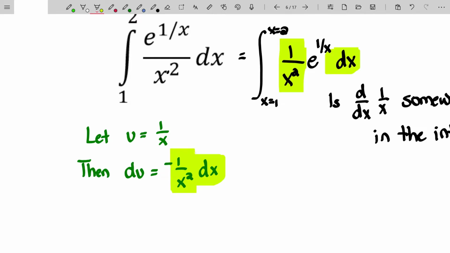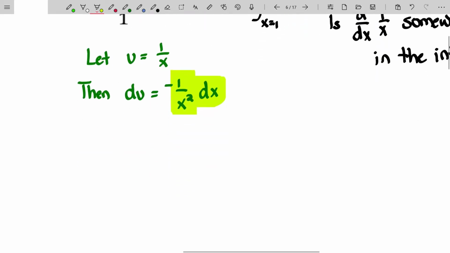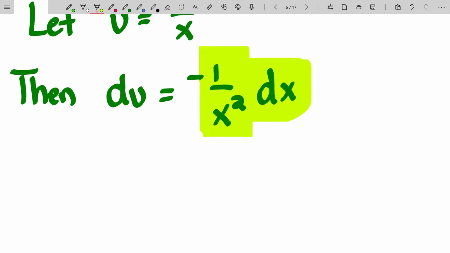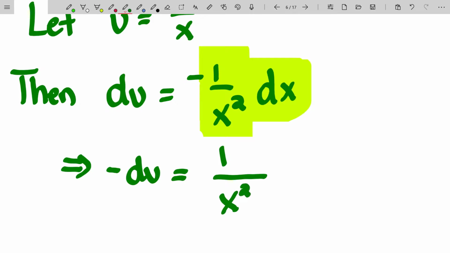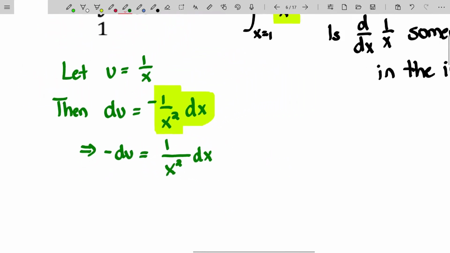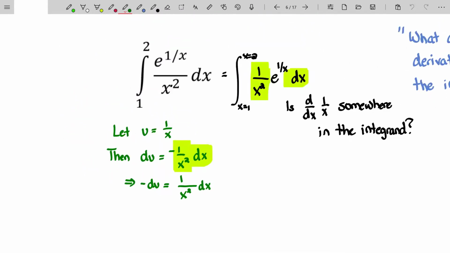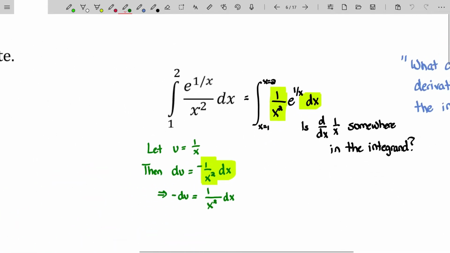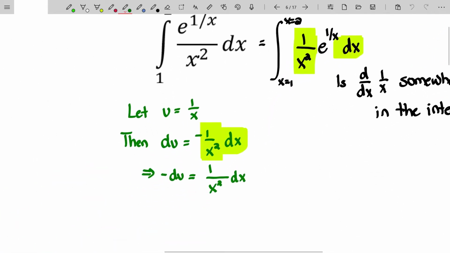So that's pretty cool. I'll keep this highlighted factor on the right hand side, and I'll just move the negative to the other side. So this would imply a negative du can be replaced with a 1 over x squared dx, or saying it the other way around, if I have a 1 over x squared dx, which I do, I just highlighted it in our ink up here, we can replace that with a negative du.